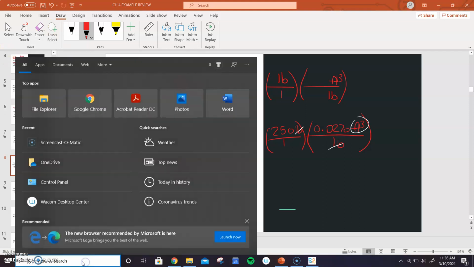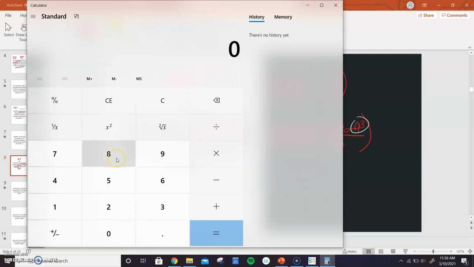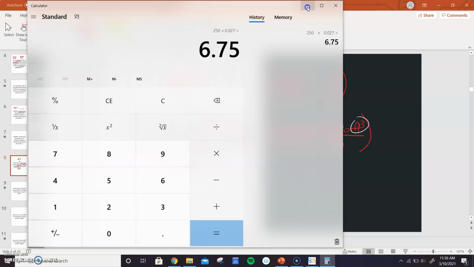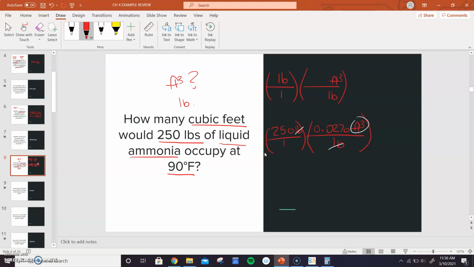So 250 times 0.0270, 6.75. So our answer is going to be 6.75 cubic feet. That is how much space.